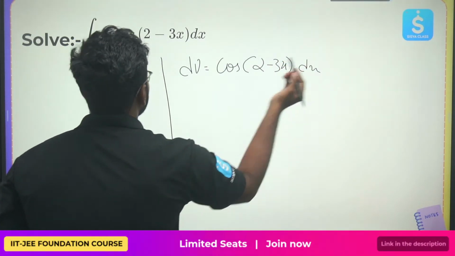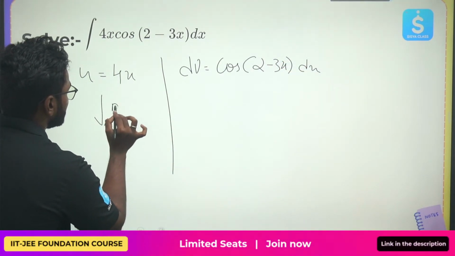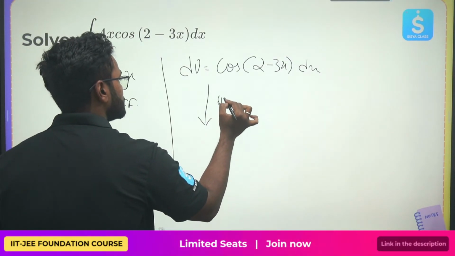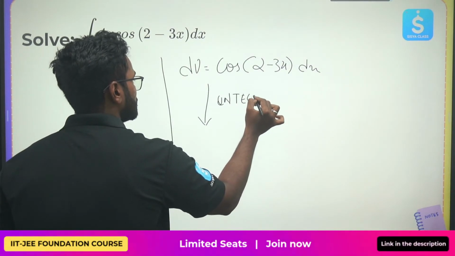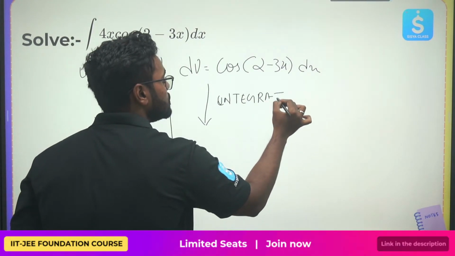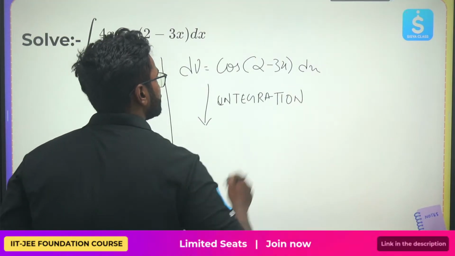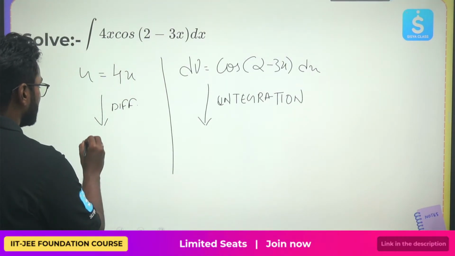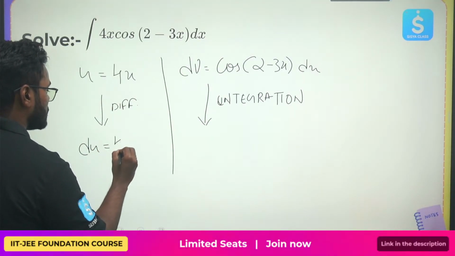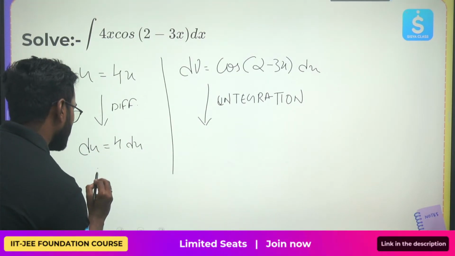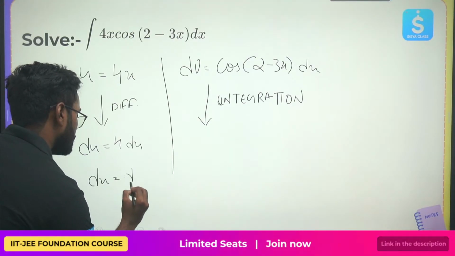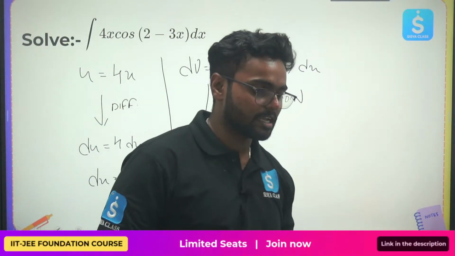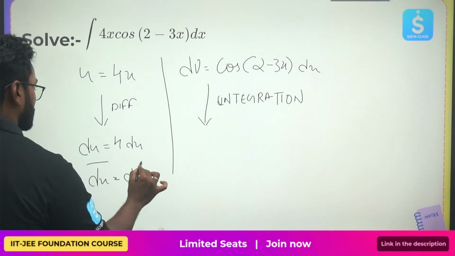This part we would be differentiating, and this part we would be integrating. Now du is equal to 4 dx, right? If we differentiate it, du is equal to 4 dx. Then dx would be du by 4. Got this? We differentiated u equals 4x and we got dx equals du by 4.